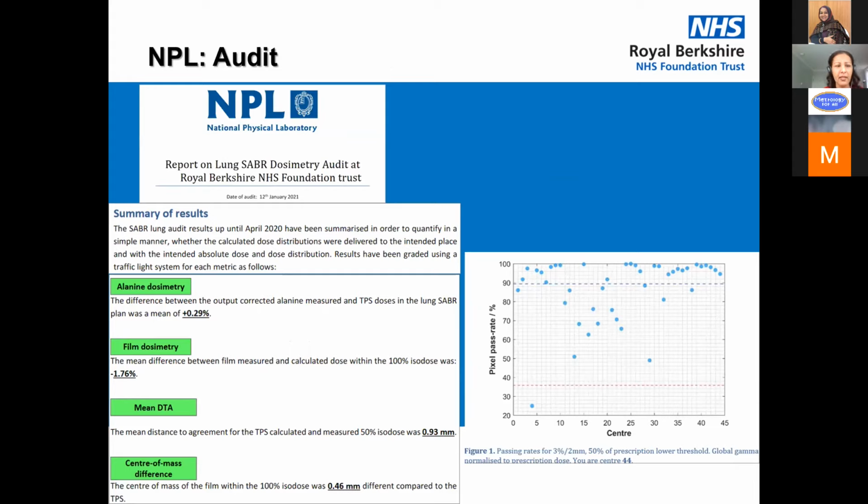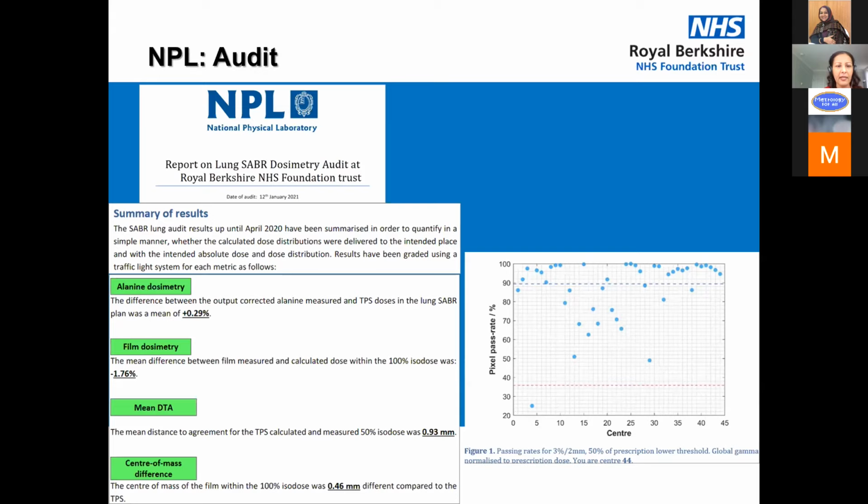And we asked the NPL to conduct a dosimetry audit. They visited the hospital and also provided us with a phantom. We sent them our results. They checked our results, reanalyzed our data, and sent us a report of the accuracy that we achieved in our clinic.